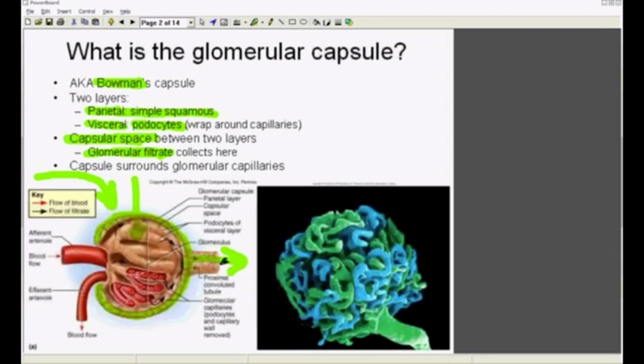This black picture over here with the green and blue is a picture of the glomerular capsule with the outer parietal layer removed. So you can see the inner visceral layer, and the green and blue are those podocytes that have wrapped themselves around the capillary bed.